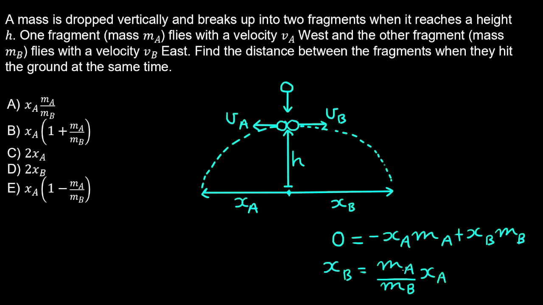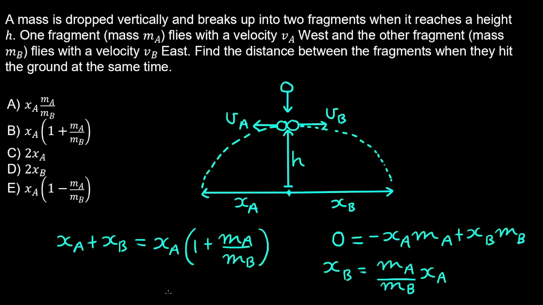So therefore the total distance between the masses being xa plus xb, which is equal to xa multiplied by 1 plus ma on mb, by xa. And the correct answer is B.